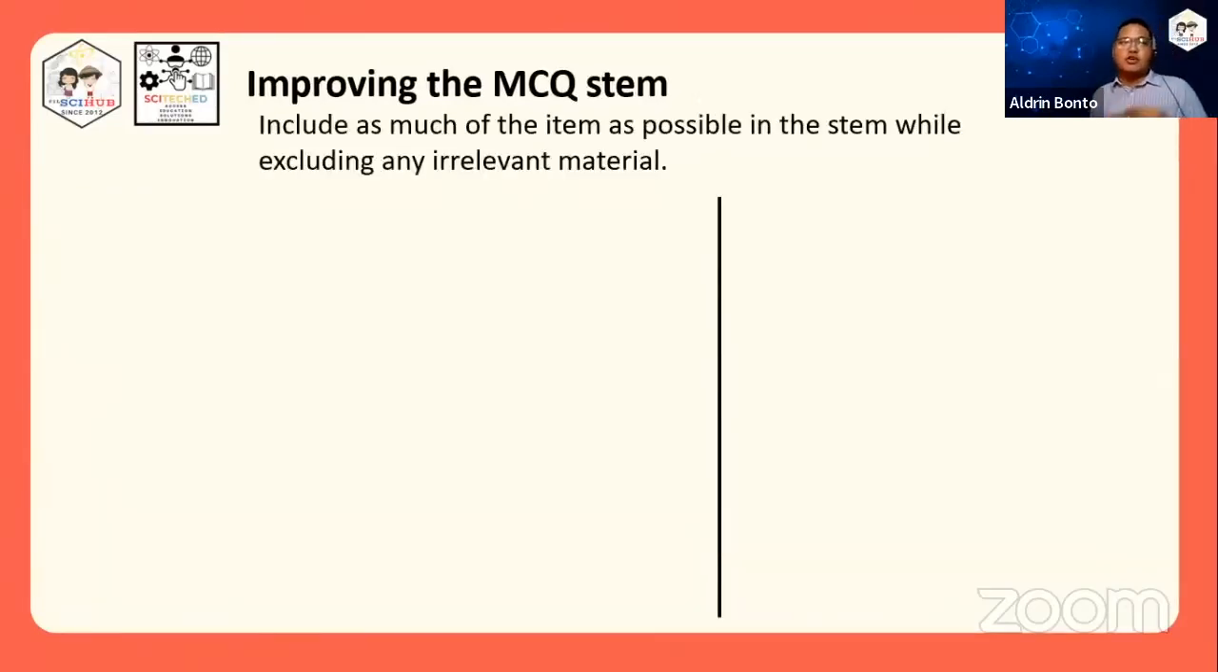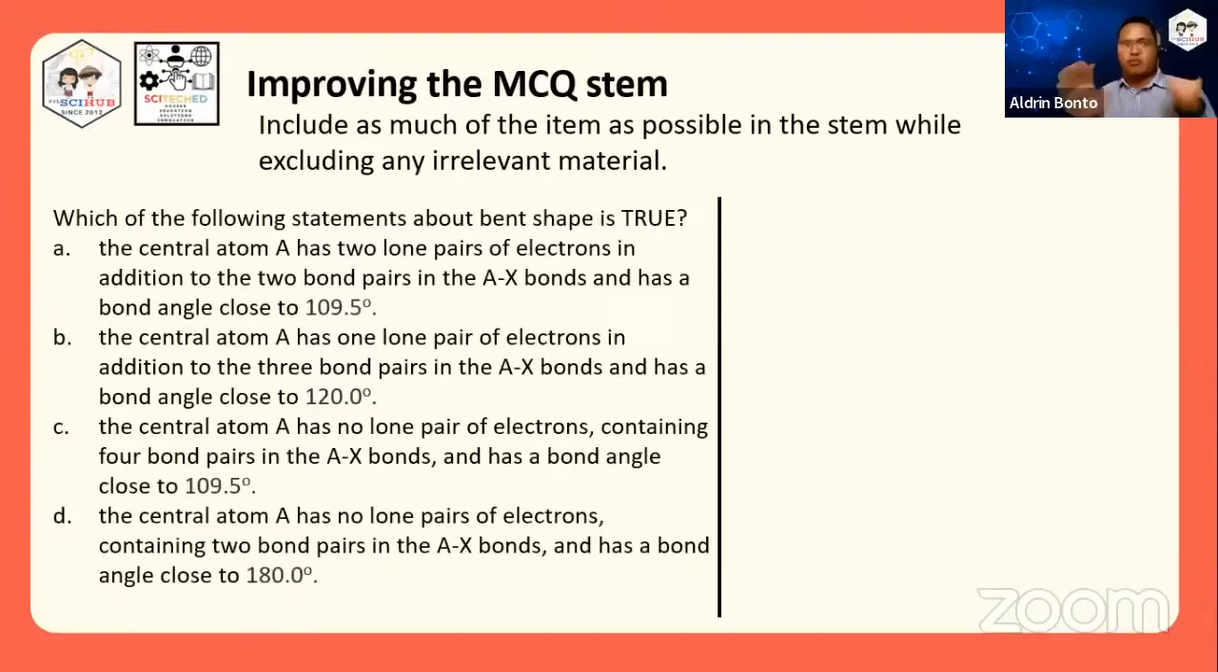Another one is include as much of the item as possible in the STEM while excluding any irrelevant material. Ayan. This one is quite long, di ba? Which of the following statement about bench shape is true? And these are the choices. And you can see that there are commonality in our choices. First, the question is about the bench shape. There you have here the central atom, you have the pairs of electron, you have the bond angle here. All of that part is repetitive in our distractors.